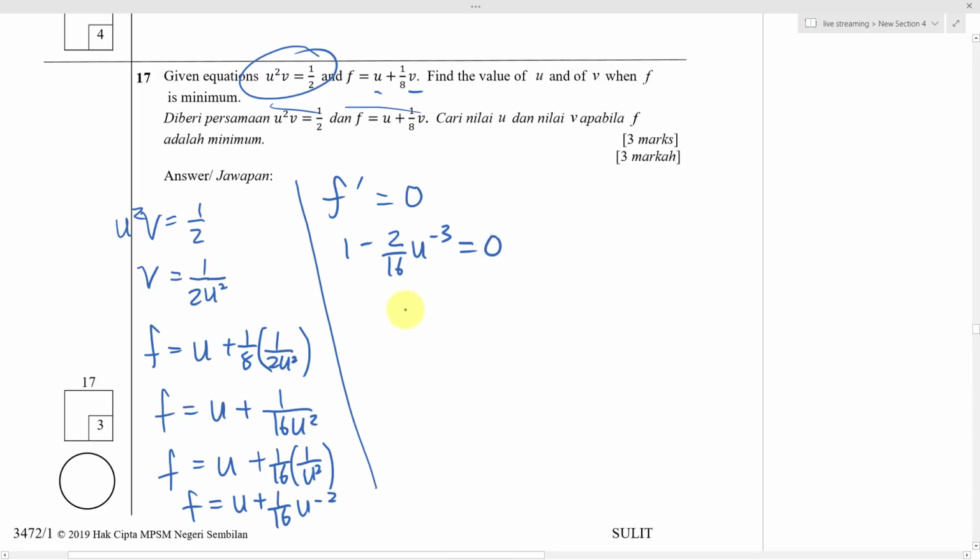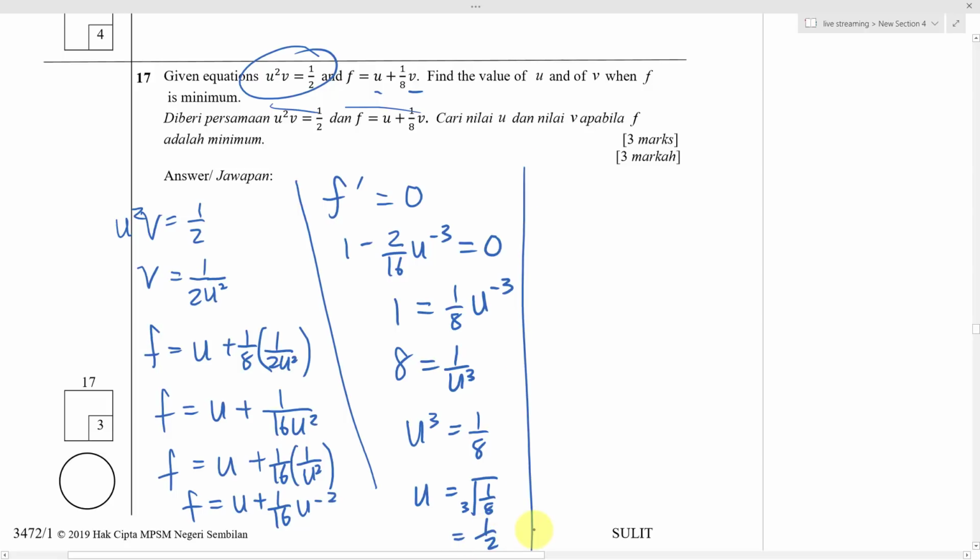Then I will solve this thing over here. This is 1, and this is 2 over 16, which is 1 over 8, isn't it? 1 over 8 equals u to the power of negative 3. Then I multiply here, so 8 equals u to the power of negative 3, which is 1 over u cubed, isn't it? u cubed equals 1 over 8. So u equals the cube root of 1 over 8, which equals 1 over 2.